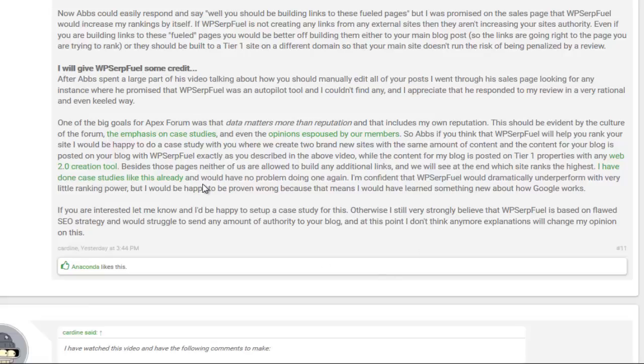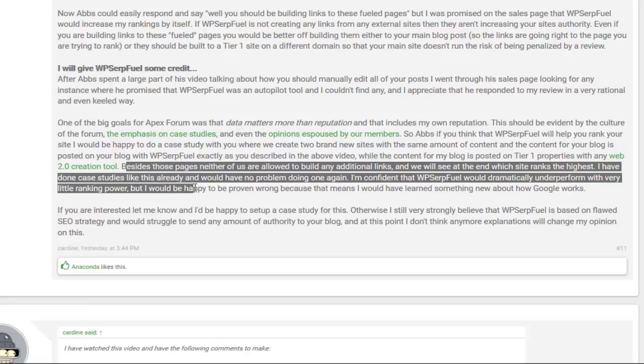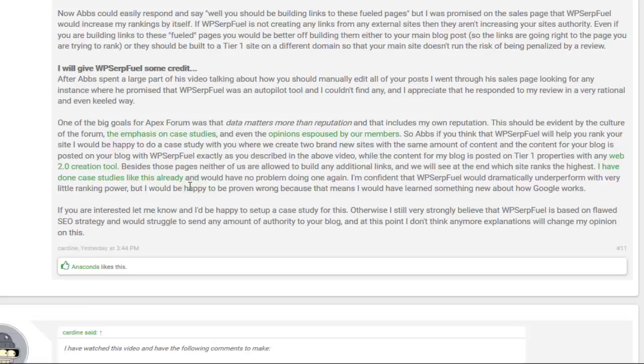Okay, besides those pages, neither of us are allowed to build any additional links. You know what, I think the best way to do something like this would be to go away. I myself could go away personally and create the 2 pages, and then not reveal them to anybody. When the case study is done, then reveal the results. This way I know no outsider would be able to influence the rankings, in a negative or a positive manner.